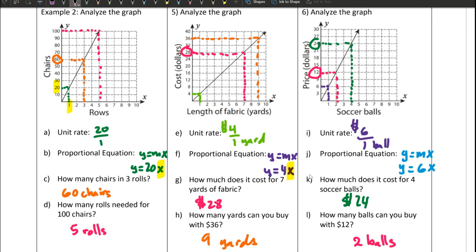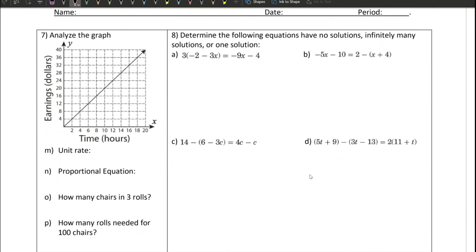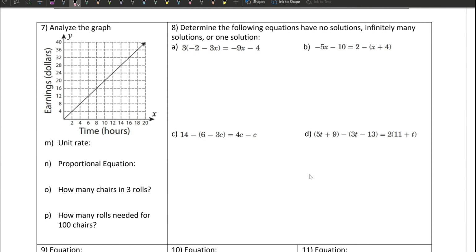Alright, number 7, so we are going to the back side. Problem number 7. Analyze the graph. The x value represents time in hours, and the y value is earnings in dollars. For the unit rate, we see that this starts at 2, 4, 6, 8. There's no 1, but we can read this point, 2, 4. So the rate is 4 over 2, $4 for 2 hours.